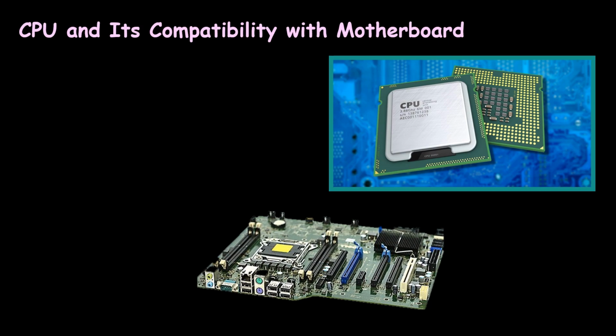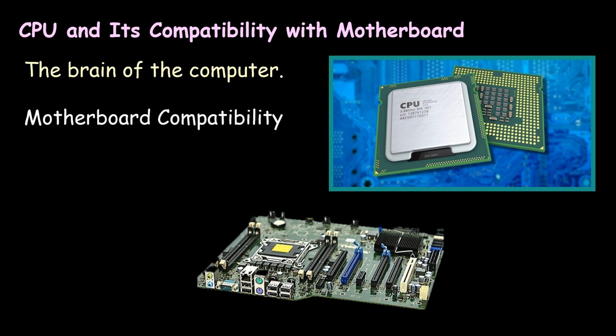And now let's talk about the CPU and its compatibility with the motherboard. Actually, CPU is the brain of the computer. It processes all the instructions and calculations, making everything work. Without the CPU, a computer cannot function. So, for the CPU to work properly with the motherboard, there are 4 factors needed to be checked.